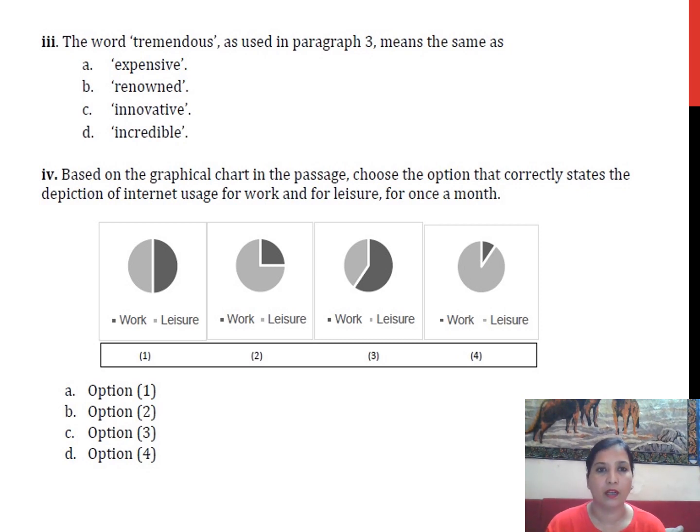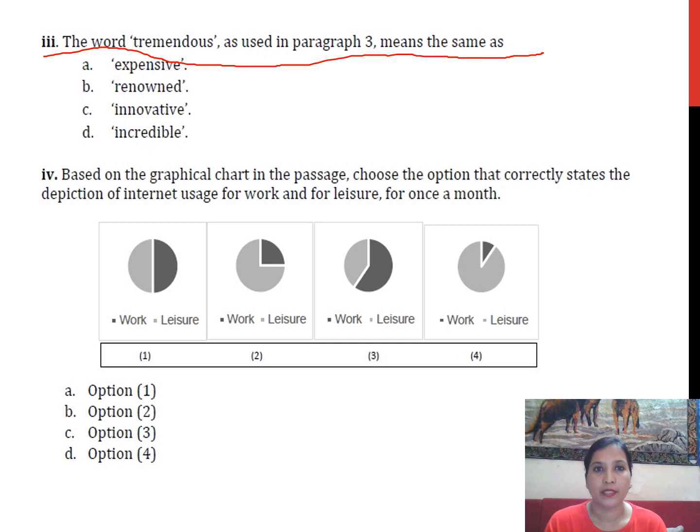I have just taken 2 questions out of the 9 questions I just told you about, but for explaining to you, I have just taken the 2 questions. So the first question is like, the word tremendous as used in paragraph 3 means the same as, and you are given 4 options. I'm talking about this part. Sorry for the bad lines and the bad pointers and all.